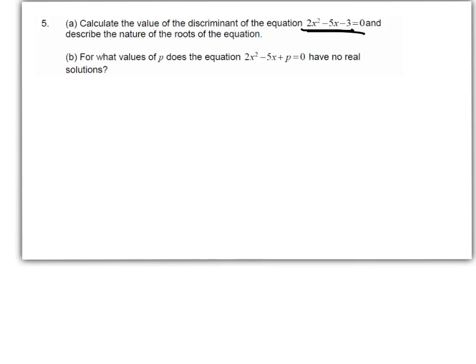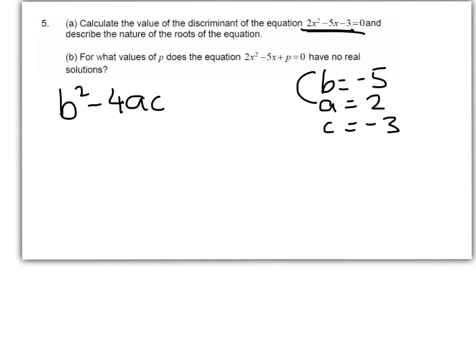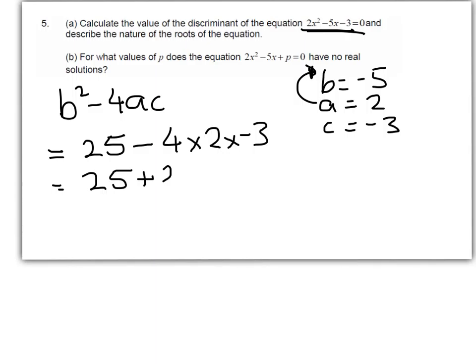Okay, calculate the value of the discriminant of this equation here. So the discriminant is b squared minus 4ac, and in this case b is -5, a is 2, and c is -3. Really should have started with a, but never mind. So b squared minus 4ac is equal to 25 minus 4 times 2 times -3, which equals 25 plus 24, which is 49.